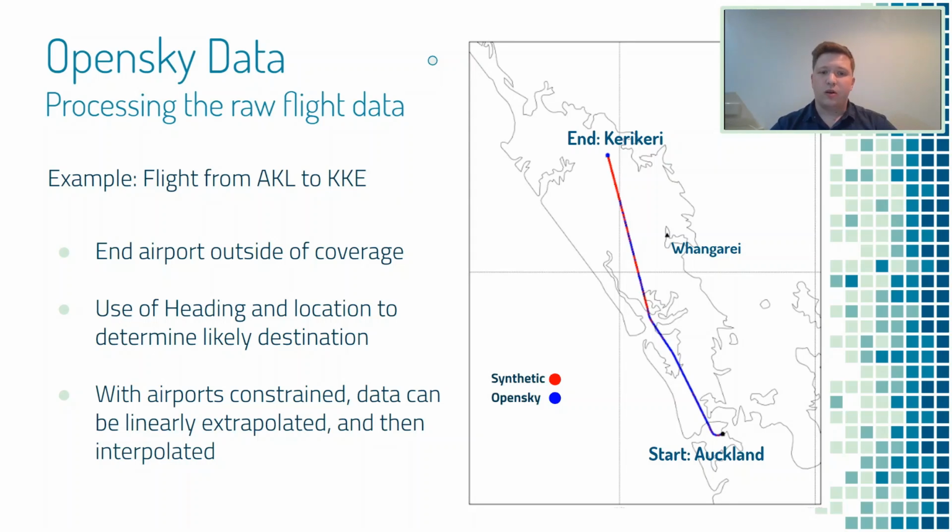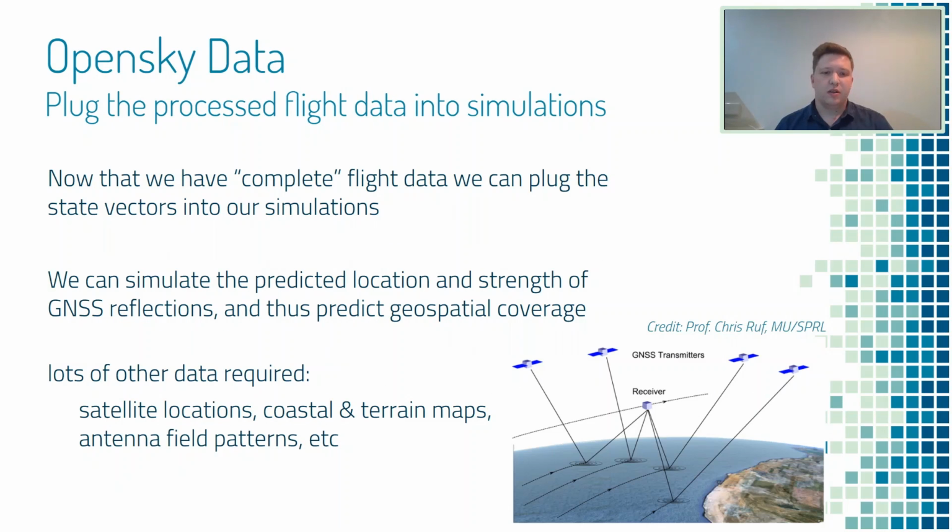So now that we've got complete flights, for 50,000 flights, we can plug in all of those state vectors into our simulations, and we can now simulate the predicted locations and strength of all of these GNSS reflections from these 20 simultaneous satellites orbiting. Doing this, we can predict the geospatial coverage, and we can start building up an idea of what we'll actually see from these aircraft as they fly over.